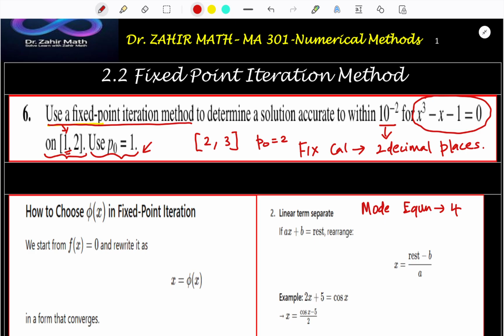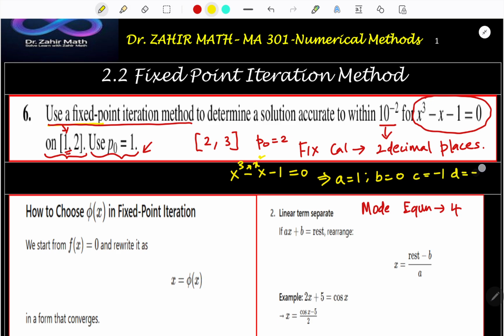1, minus 1, minus 1. Is it correct? No. What is your equation? Your equation is x cube minus x minus 1 equal to 0. What is your A? 1. What is your B? 0. Why 0? Because there is no x square. And then C, the coefficient of x, is minus 1. And D is again minus 1. So A is equal to 1 and B is equal to 0 and C is equal to minus 1 and D is equal to minus 1.